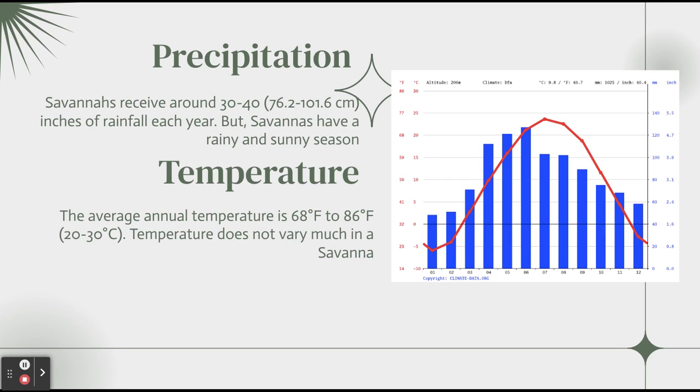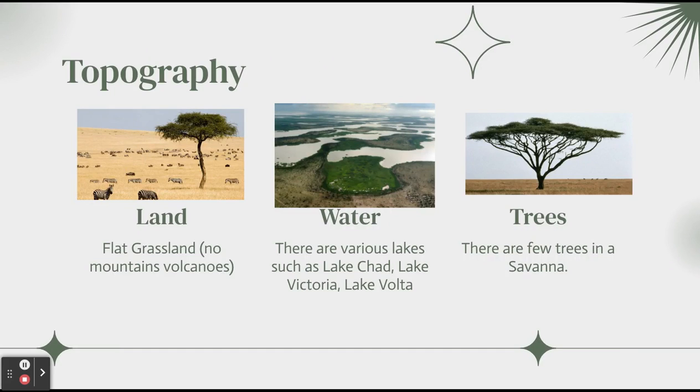As for temperature, it can get warm in the savanna with average temperatures ranging from 68 to 86 degrees Fahrenheit. It remains hot throughout the entire year in the savanna, with little to no variance in temperatures. Thus, these conditions characterize the savanna as a tropical grassland. The savanna has a lack of mountains and volcanoes, but this does not affect climate.